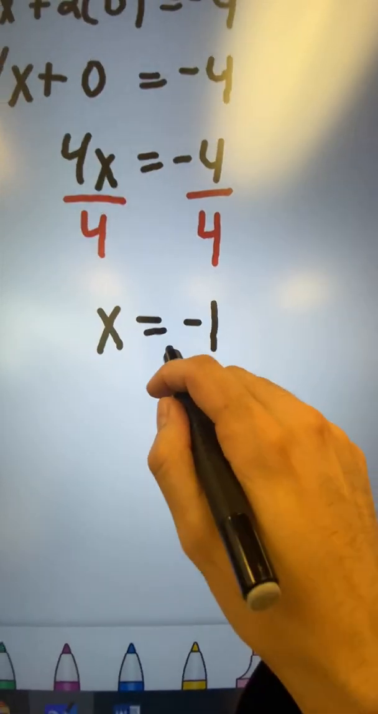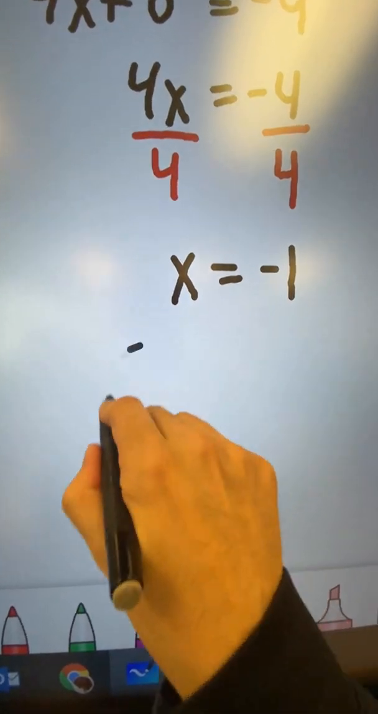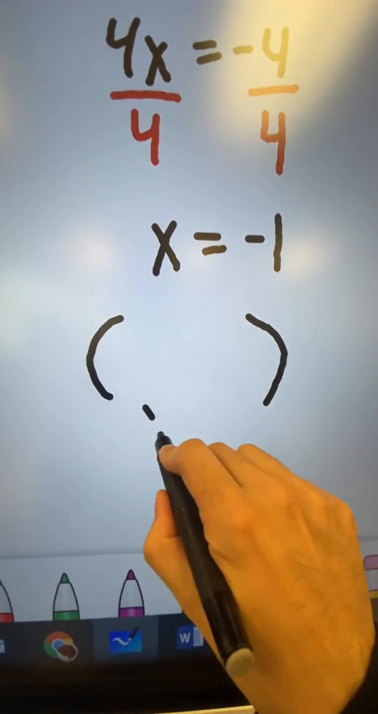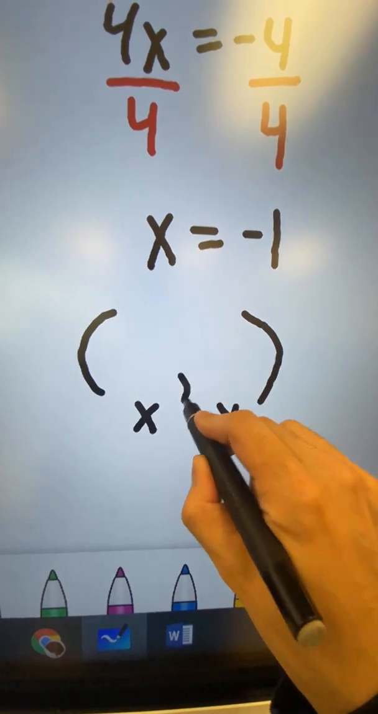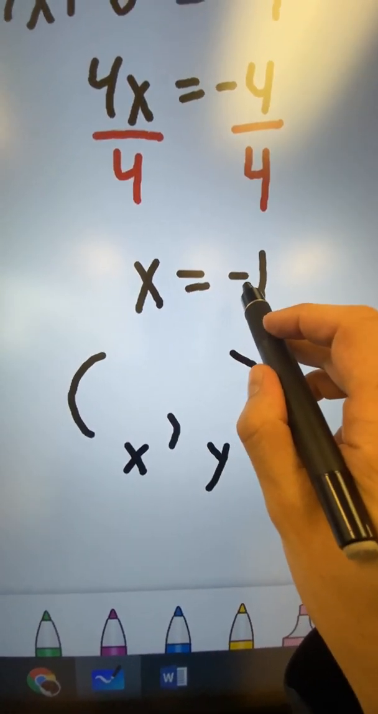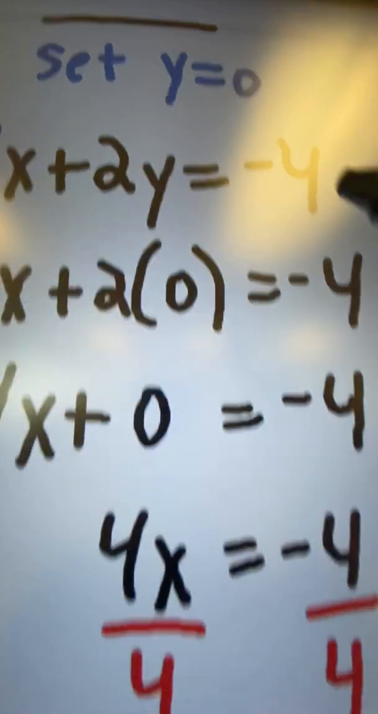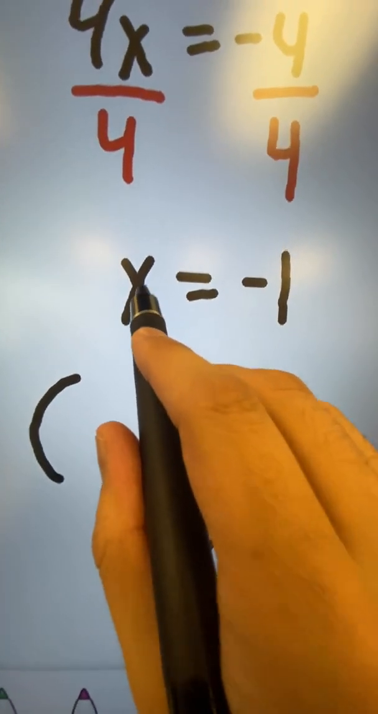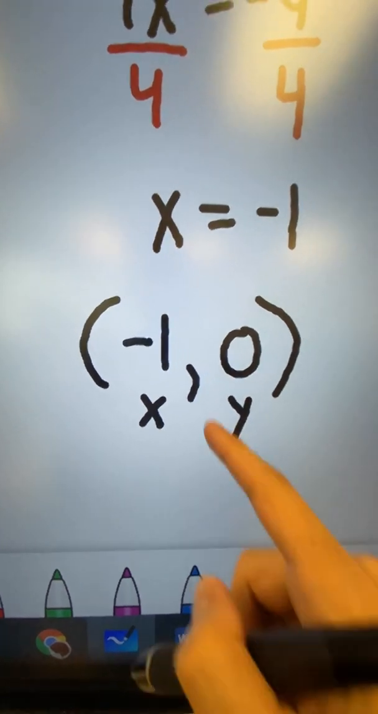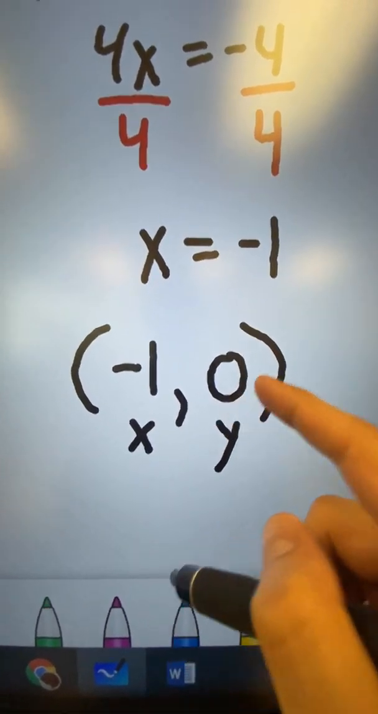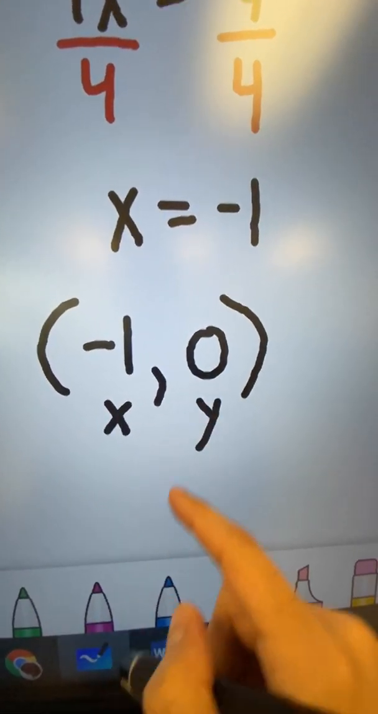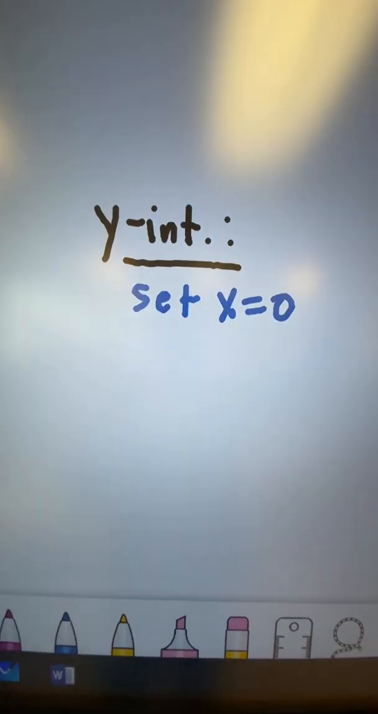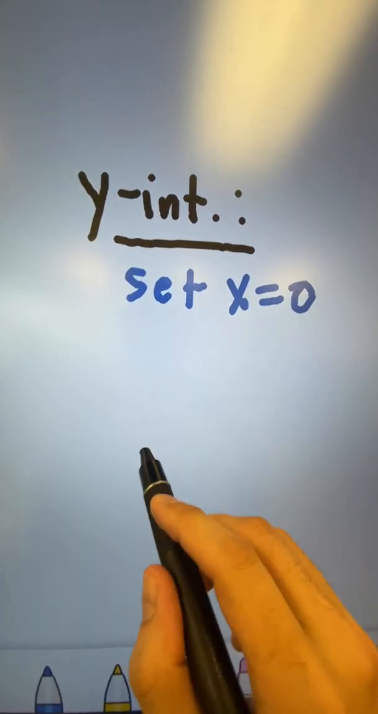Since this represents my x-intercept, I'm going to write my answer as an ordered pair, so x and y value. To get this number, don't forget, we made y 0, so y is 0 here. And my answer when I replaced y with 0 was x is negative 1. So this is the location of the point where the graph of your line is going to pass through the x-axis.